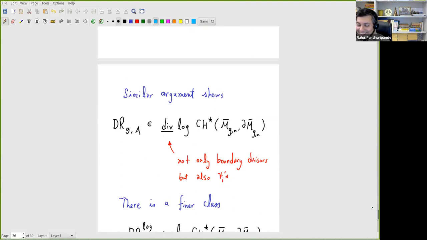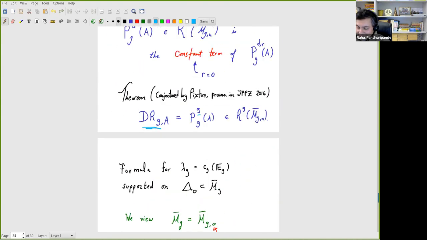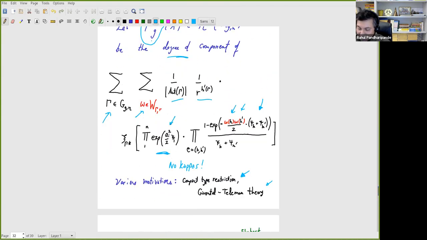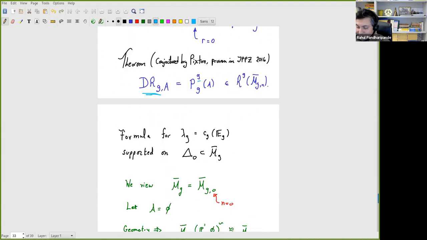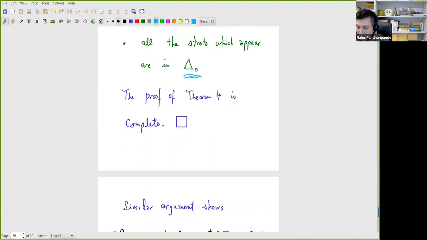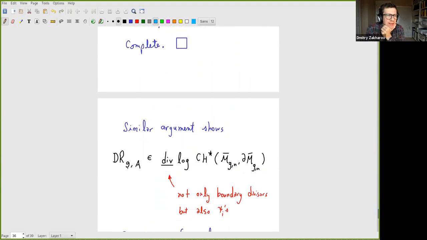Here it is. Every DR cycle, I claim by the same argument, by Pixton's formula, lies in this div log, except you have to make a small correction with div. That's why I underline it. You also have to have the cotangent lines, because you see in Pixton's formula, there are the cotangent lines. In our case with the lambda g, all the a's were zero, so we didn't have this term. But for the general DR cycle, you have those. So the statement for the general DR cycle here is that if I view the DR cycle as a pullback, then it's in the divisorial part.